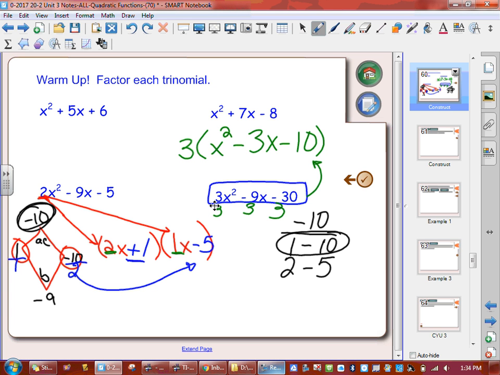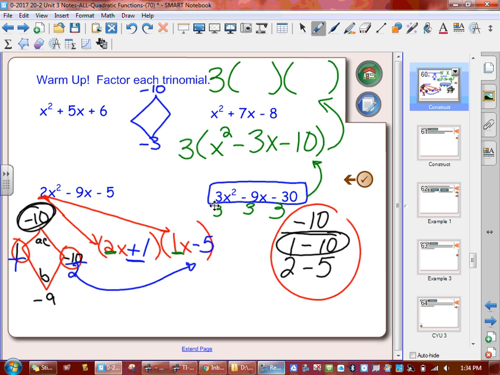So this is now going to become 3 and 2 brackets. But I need to do the diamond on negative 10. So negative 10, negative 3. Well, we already did our negative 10 down here. And we're going to see that 2 and negative 5 have a difference of negative 3. So 2 and negative 5. Our x squared only has a 1 in front of it, so we don't have to divide anybody by anything.